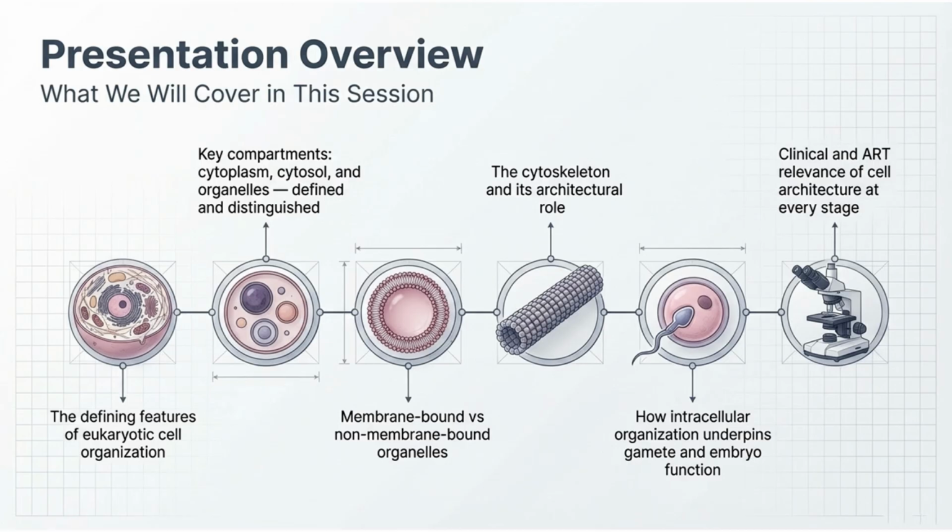This will lead us naturally into the cytoskeleton, the architectural scaffolding that links all of these components, positions them within the cell, and enables the physical movements required for cell division. In the second half of the session, we apply all of this to the specific cellular contexts that define our clinical work: the oocyte, the sperm, and the early embryo. We will see how intracellular organization directly predicts developmental competence, and how assisted reproductive technology procedures at every step impose measurable stress on these architectures.